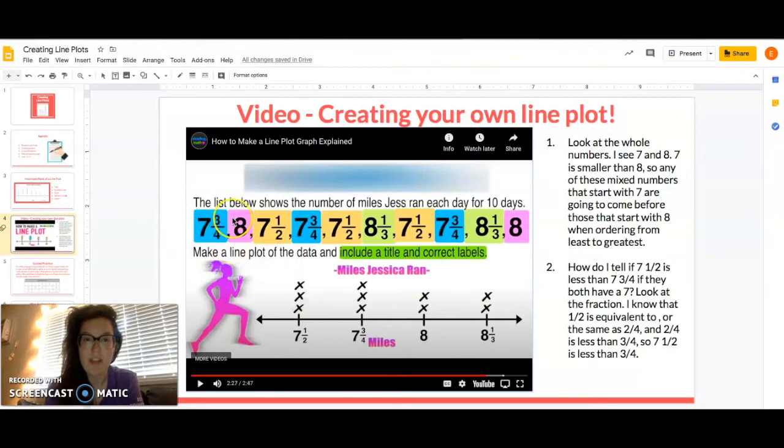So we need to make sure that these numbers up here, there are 10 of those numbers, match the number of X's on my number line. So 1, 2, 3, 4, 5, 6, 7, 8, 9, 10 days. Yep. 1, 2, 3, 4, 5, 6, 7, 8, 9, 10. Good. Sometimes it can be easy to accidentally leave out a value, and then your line plot doesn't accurately match the number of values that you had. So it's important to double check for that.